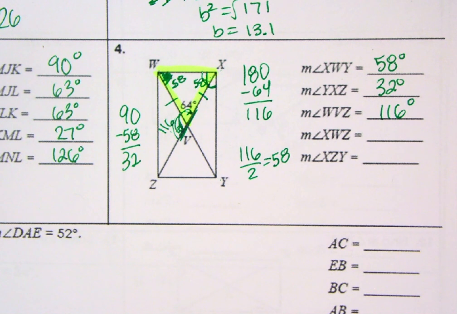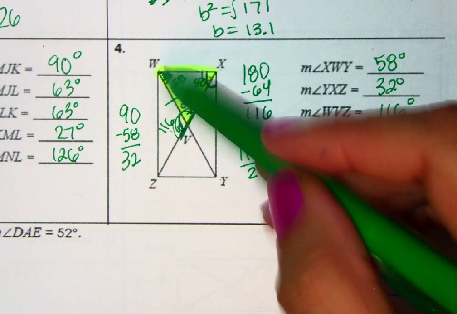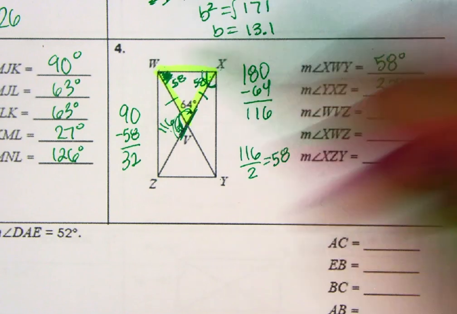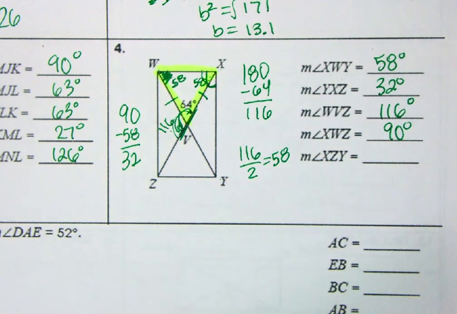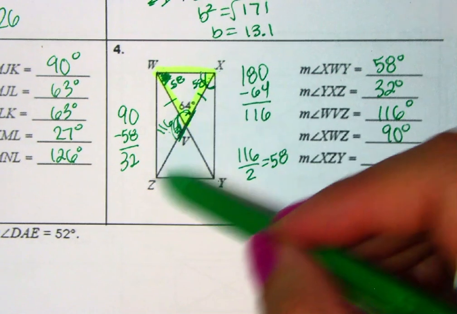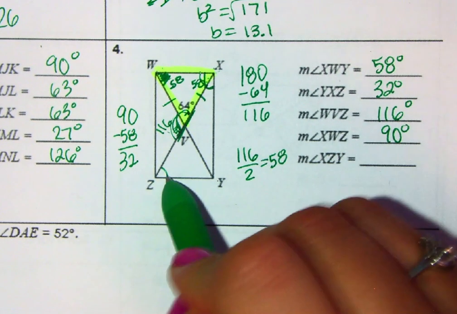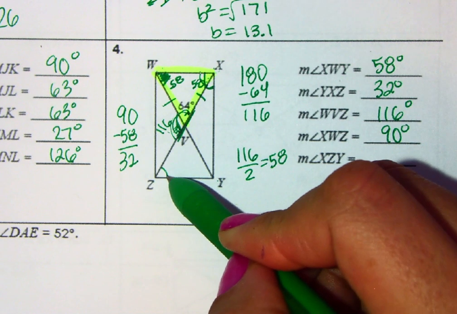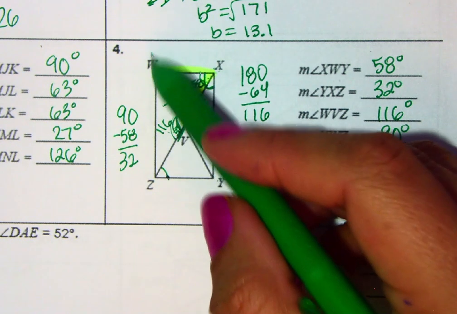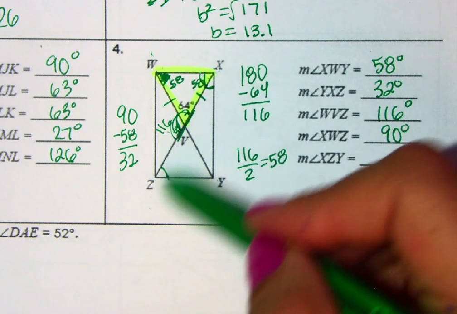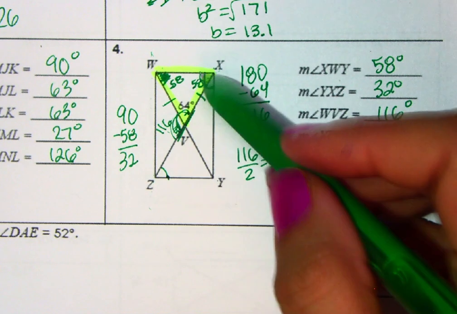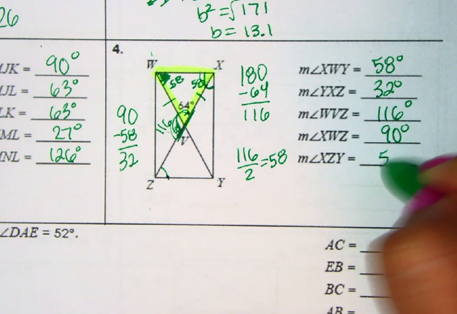Then you have XWZ, which is the corner. So that will be the 90 degrees. And then XZY, this angle right here. And this still applies parallelogram properties. So parallel lines cut by a transversal, opposite, are alternate interior. So that would be 58.